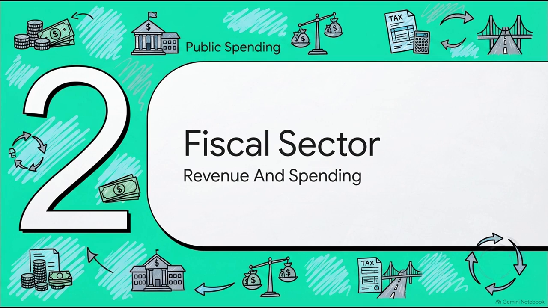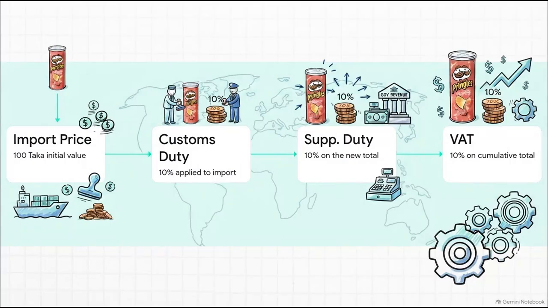Section 2. Fiscal Sector. Revenue and spending. Okay, so a huge part of government revenue, which is basically the primary fuel for this part of the engine, comes from indirect taxes, and how they calculate these might actually surprise you. Let's take an imported can of Pringles, for example. It doesn't just get a simple flat tax.